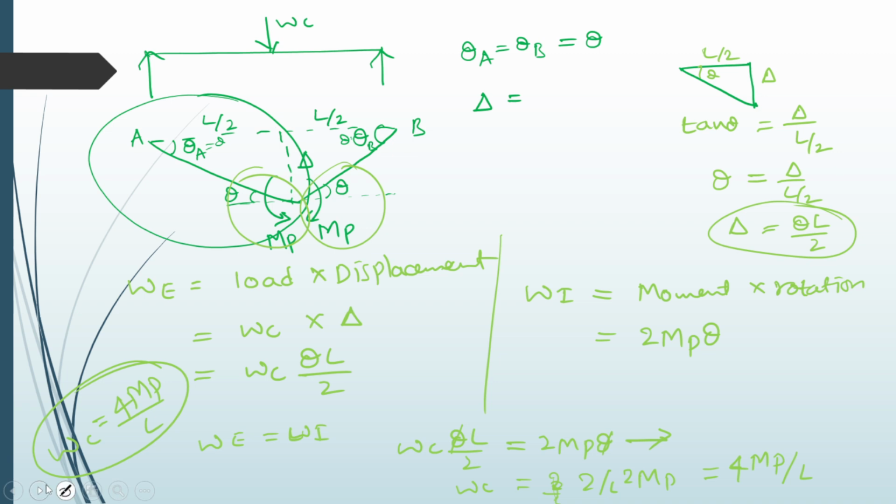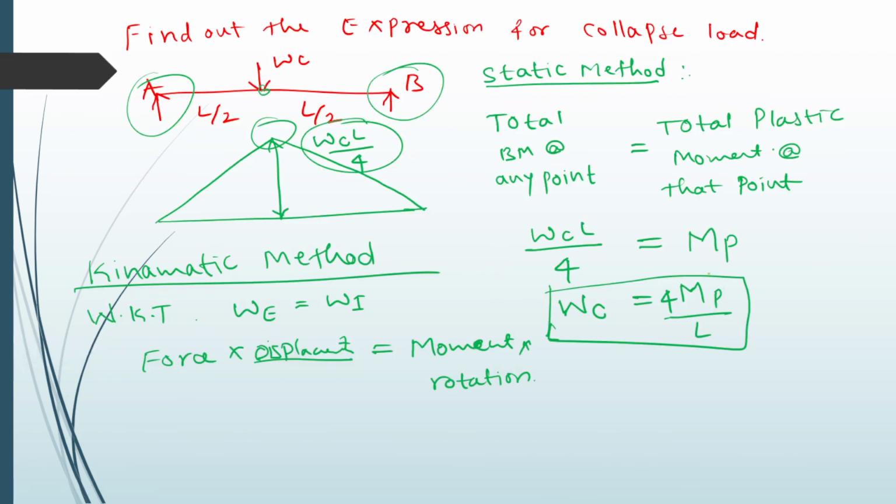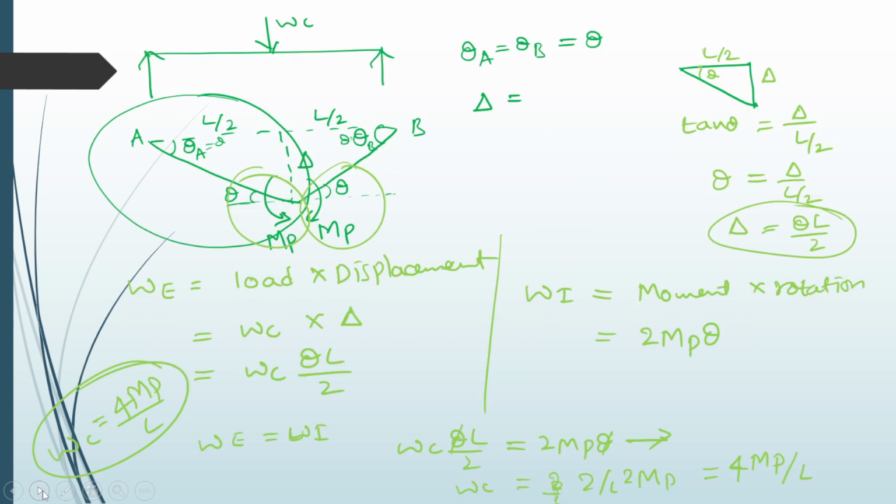In the previous slide, using the static method we got 4 Mp by L, and using the kinematic method we also got 4 Mp by L. Like this we can find the expression for the collapse load. This is a very simple method to identify the collapse load. In the next slide we'll take one more problem related to plastic analysis and the collapse load. So thank you.